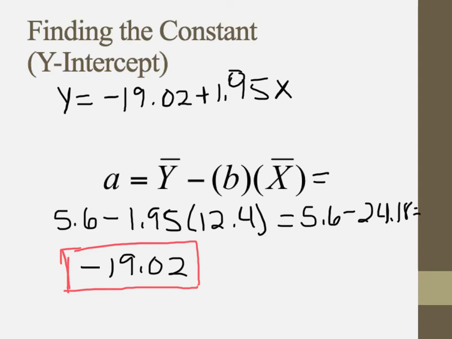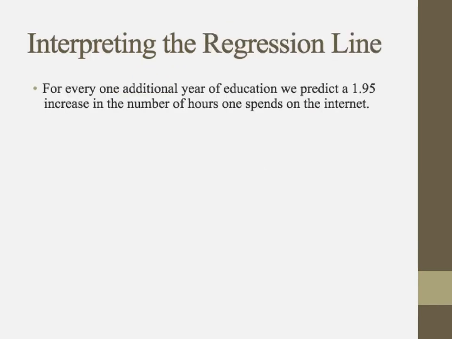So how would I interpret this? I would focus on the b value. I would focus on my slope. And so let's go ahead and look at that interpretation. So what I would say for my interpretation is that for every one additional year of education, we predict a 1.95 increase in the number of hours one spends on the internet.